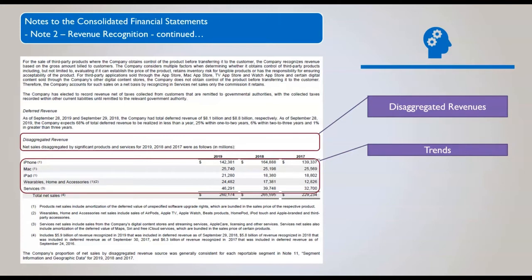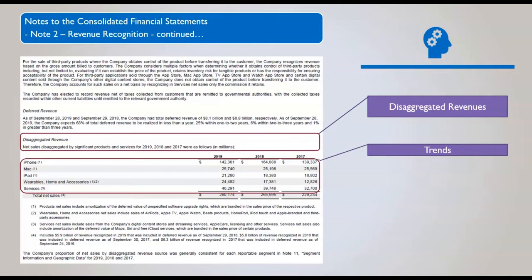In contrast, for Mac, sales are flat at around $25 billion over the last 3 years. For its iPad product line, we can see that iPad sales were flat from 2017 and 2019. However, we can see that there is growth in 2019 for iPads.